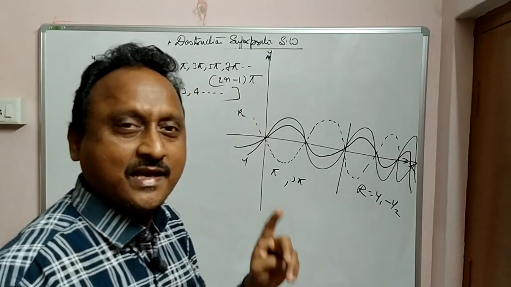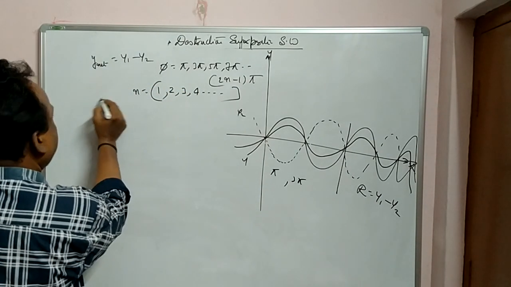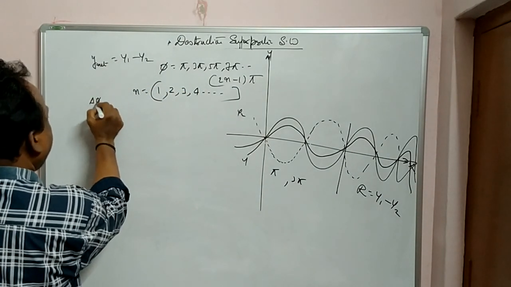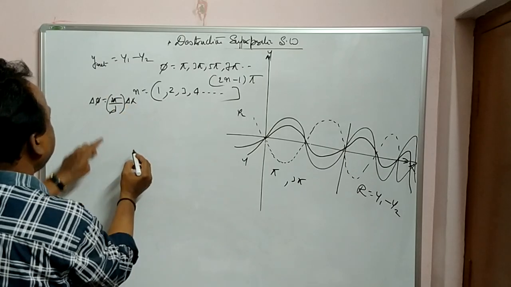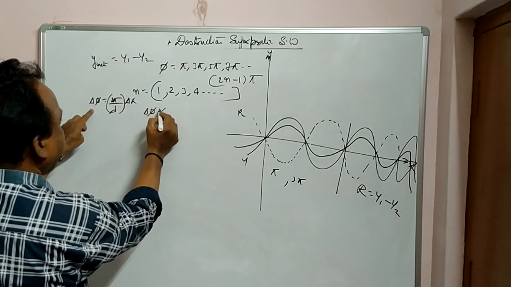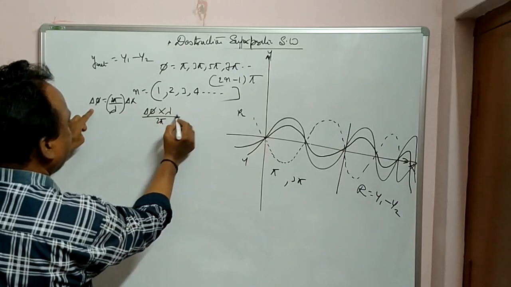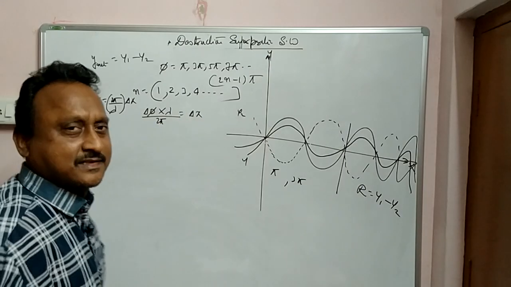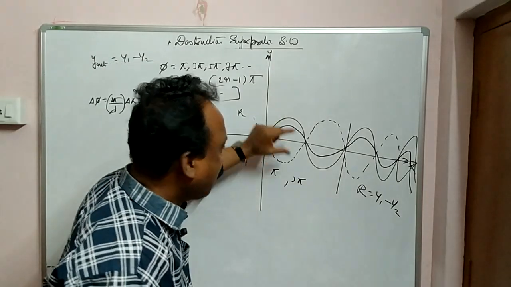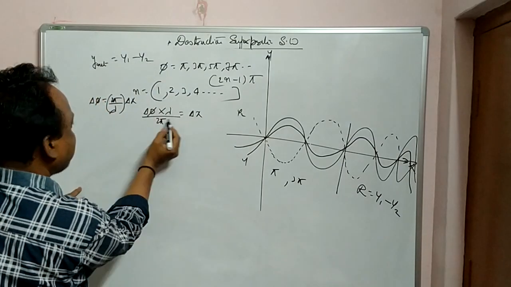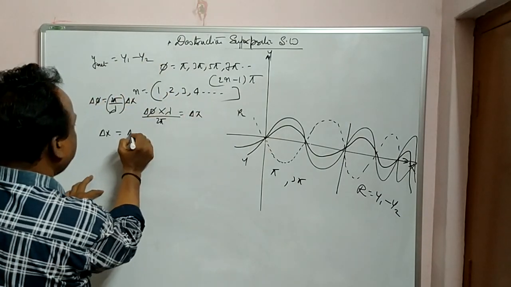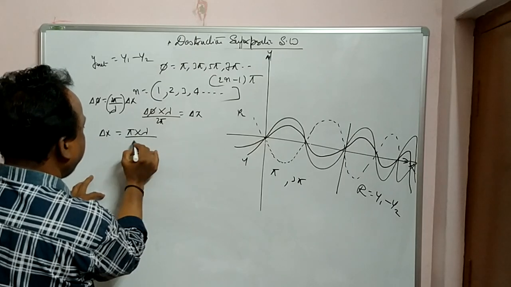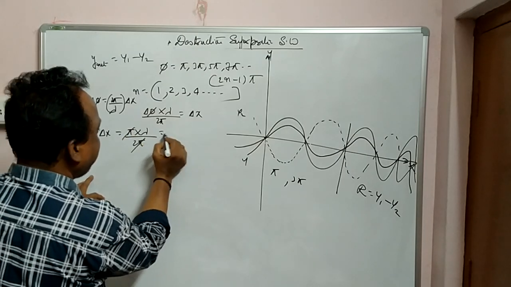In the same way, for this path difference also you can calculate. What is the path difference? Delta phi is equal to 2 pi by lambda into delta x, or delta phi into lambda by 2 pi is equal to delta x. So at the path difference, how much distance are they maintaining? For the first case, what does delta x become? Put the value pi into lambda by 2 pi. What is the value you are getting?